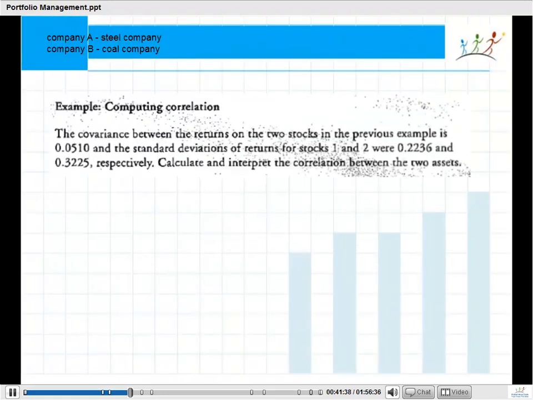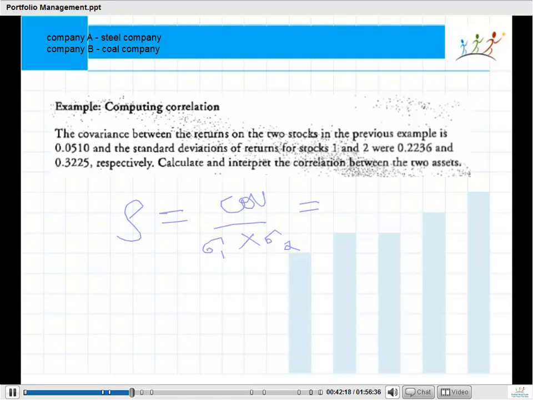So let's look at the previous example and compute the correlation between the two stocks. The covariance between the returns on the two stocks in the previous example was 5.1%, and the standard deviation of returns for the two stocks was 22.36% and 32.25% respectively. Calculate and interpret the correlation between the two assets.